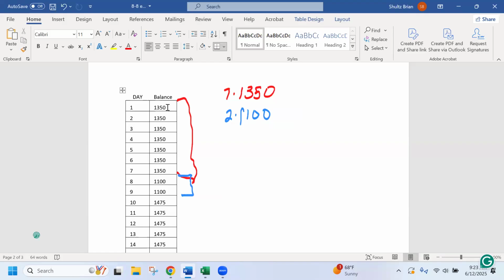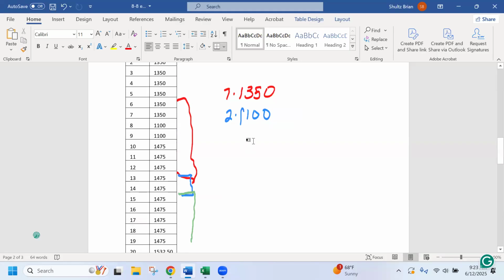Oops, gotta scroll down a little bit. But their next charge for the airline tickets was $375. So we added that on there. So from here down to right here, 1, 2, 3, 4, 5, 6, 7, 8, 9, 10 days at $1,475.